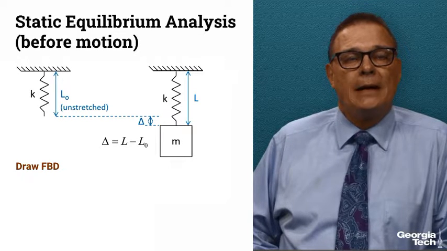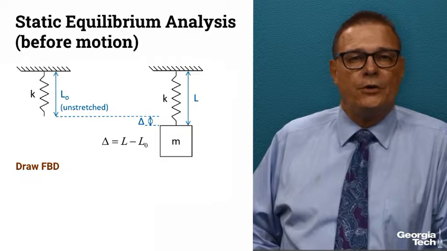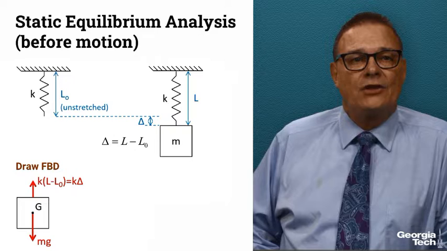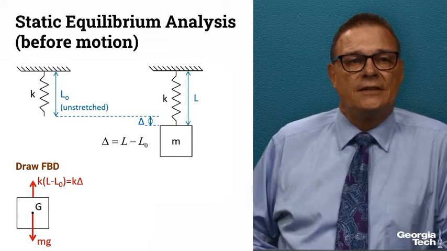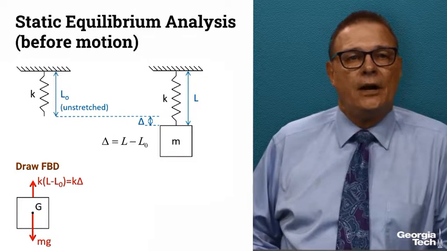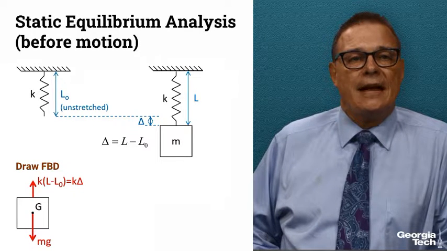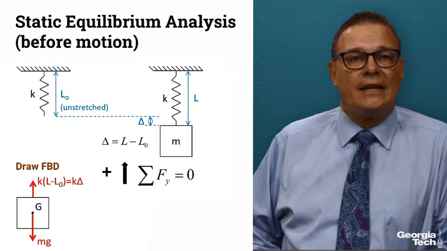And so I'm going to draw a free body diagram. You should be used to this from your days looking at static equilibrium. I have that spring force up, which is K(L minus L0), or K delta, and we have in static equilibrium the weight of the mass down, mg. And that's going to be equal to 0 because we're in static equilibrium.